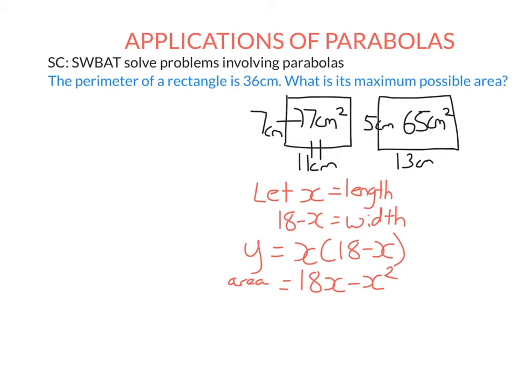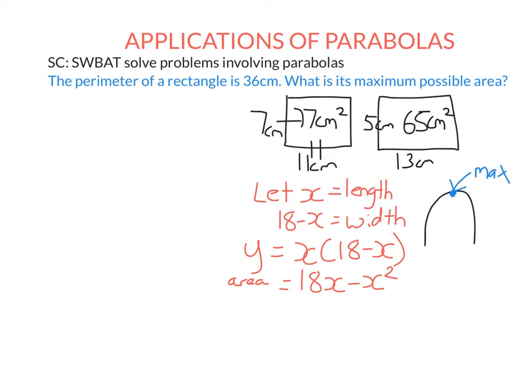Now, because the value of a, the number in front of x squared, is negative here, it's minus 1, if I were to graph this as a parabola, it would be concave down, or a frowny face. So that means it has a maximum value. We are looking for this value in this question.